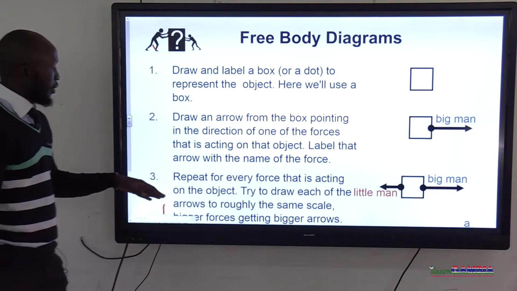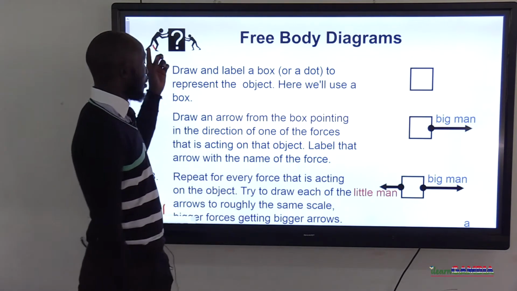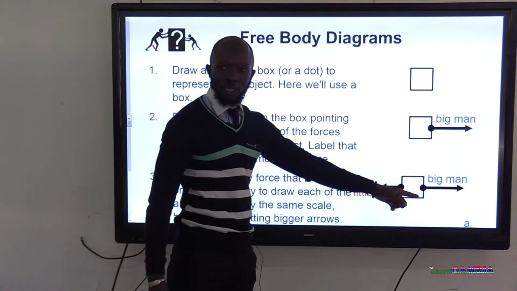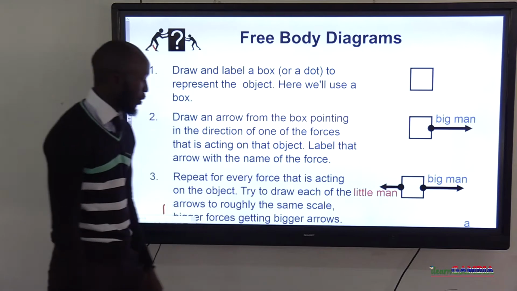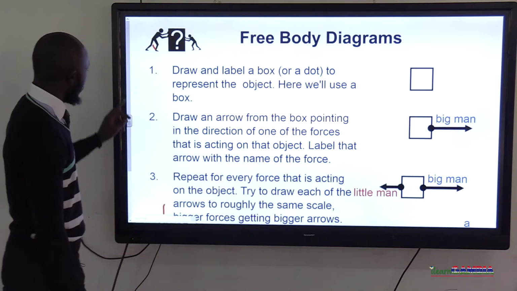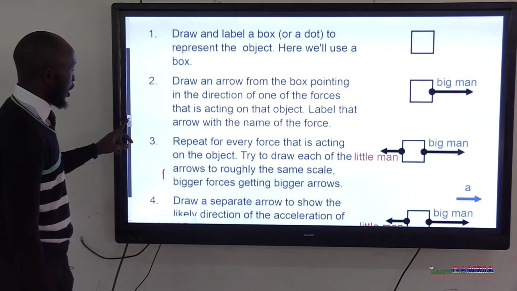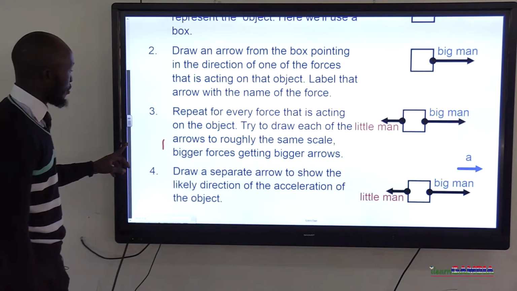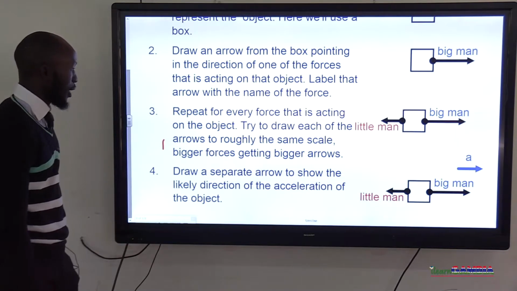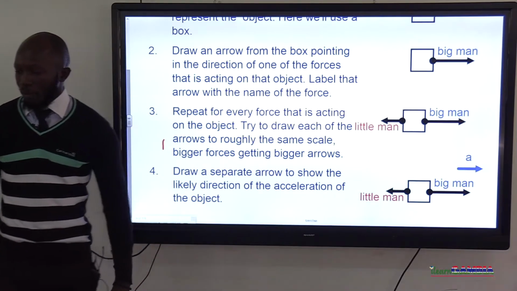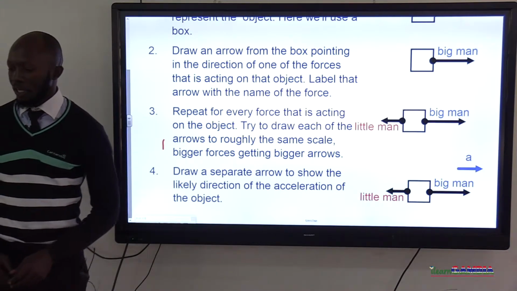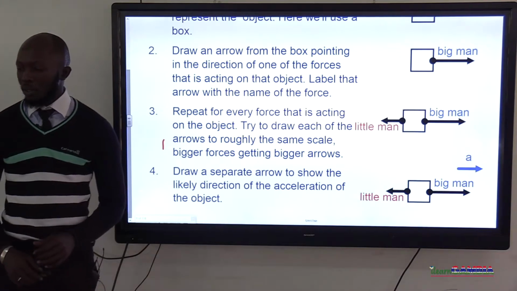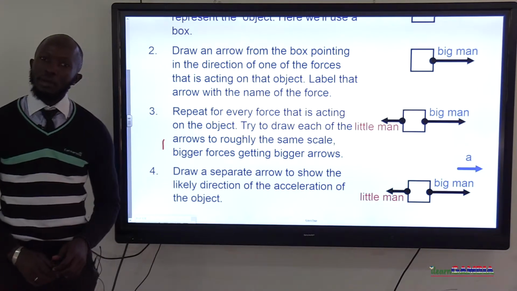Okay, like I was saying, you can clearly see that the bigger man here is being represented by the bigger arrow, and the little man, or the small man, is being represented by the small arrow, right? That way, we denote the type of forces that are actually acting on this object. Now we say draw a separate arrow to show the likely direction of the acceleration of the object. This is also a very important point, like I was explaining.